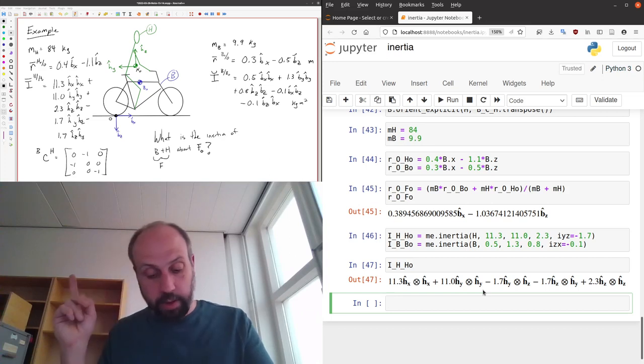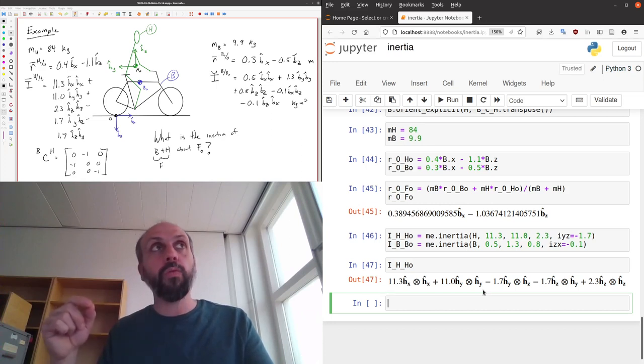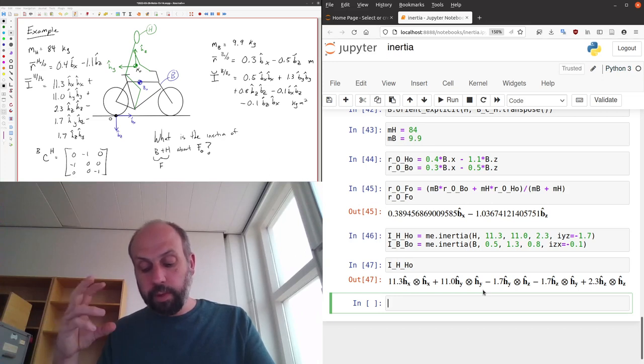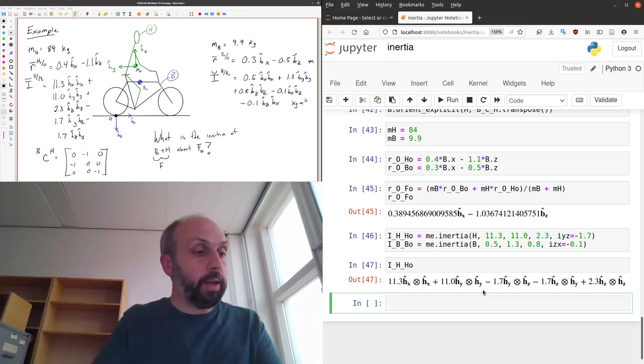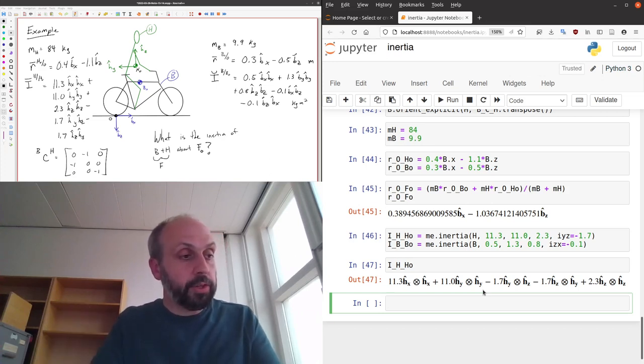Now we want to figure out the inertia. First we need to move the inertias from the individual HO and BO to the FO point. We're going to do that with the parallel axis theorem. So we need to calculate these I of HO with respect to FO, the new point.